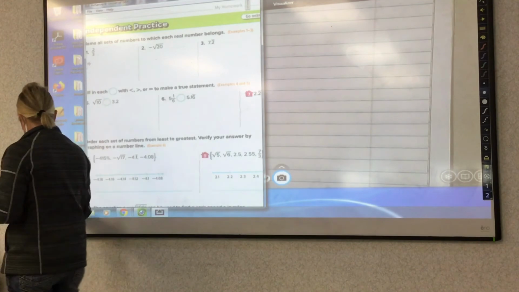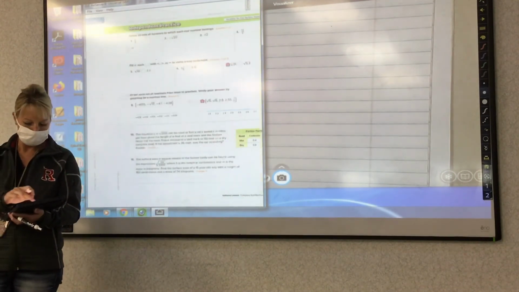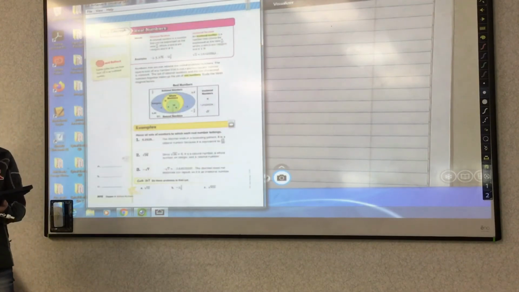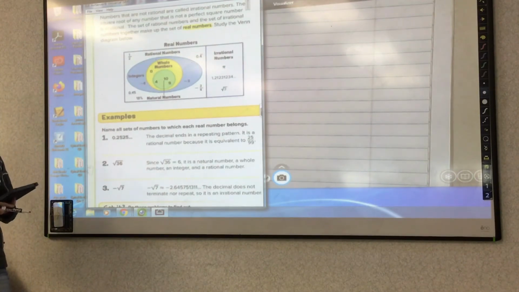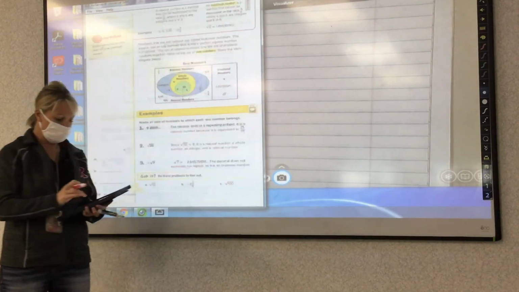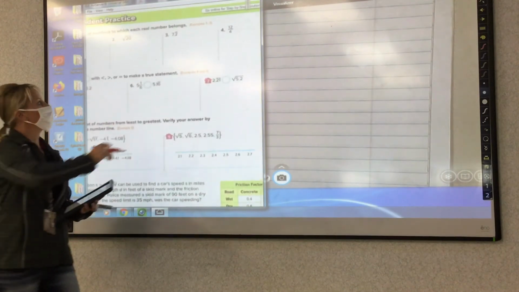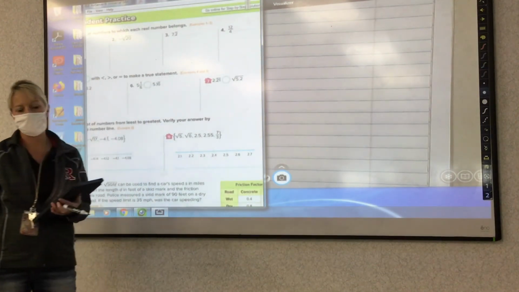If the 2 repeats, I'm going to go back to my chart and look for a repeated number. Where is a repeated number at? Oh, rational numbers. It's right here. It's a rational number. So we're going to write rational. Number 3 would be just a rational number.